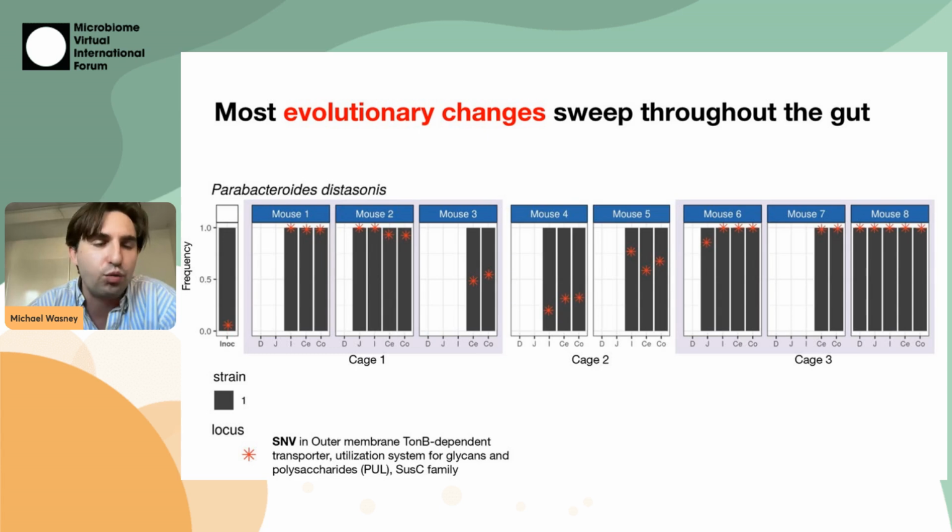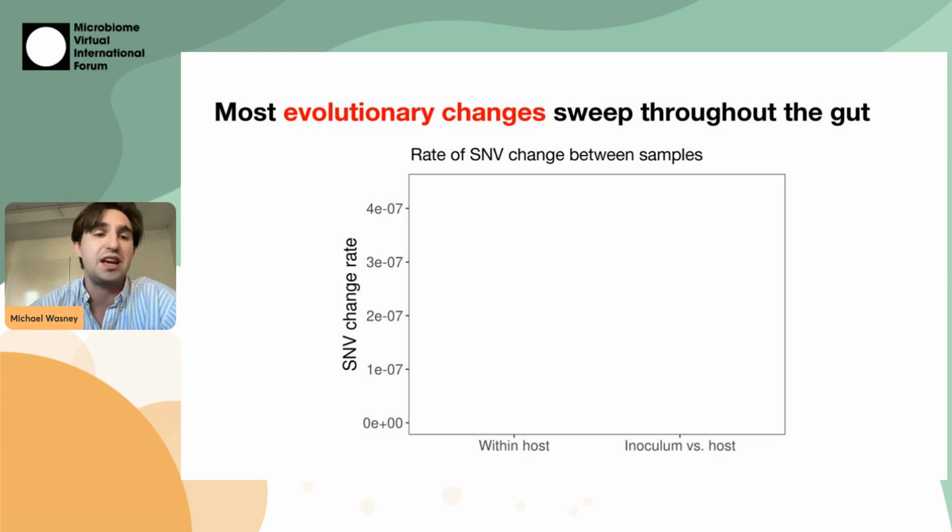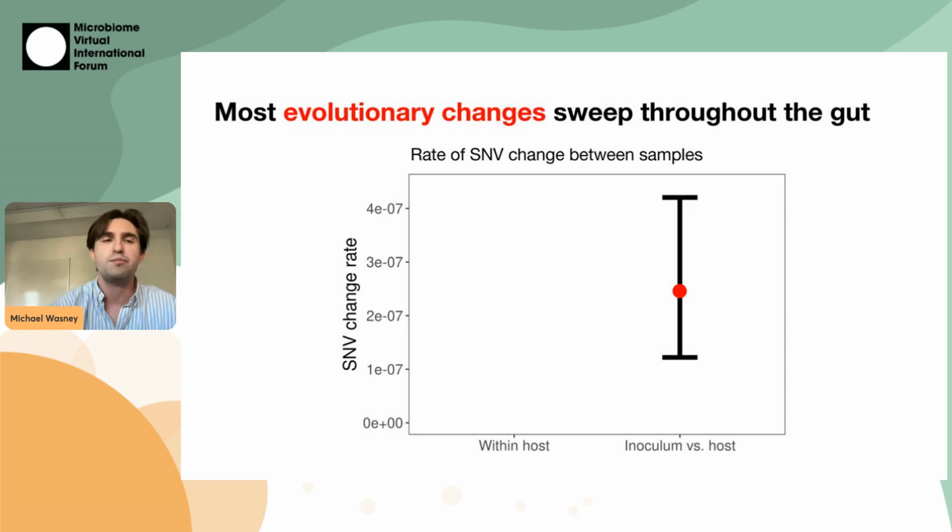So we asked if this pattern were in fact generalizable to all the evolutionary changes we observed. We detected 65 evolutionary changes across 30 species, and we aggregated this into a single evolutionary change rate or SNV change rate. And we find that evolution is occurring. For example, we detect SNV changes between the inoculum and our mouse hosts. But when we look within mouse hosts and ask, is there evolutionary differentiation along the GI tract, we see that it's close to 0. There's almost no spatial differentiation within hosts.